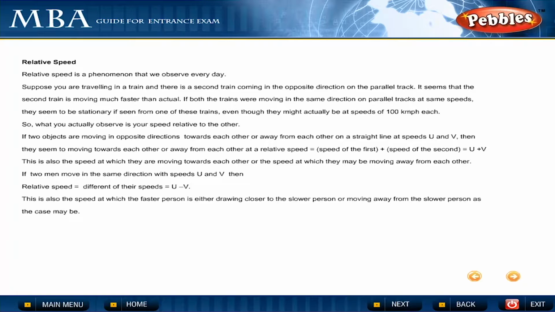If two men move in the same direction with speeds u and v, then relative speed is equal to the difference of their speeds, which is u minus v. This is also the speed at which the faster person is either drawing closer to the slower person or moving away from the slower person, as the case may be.